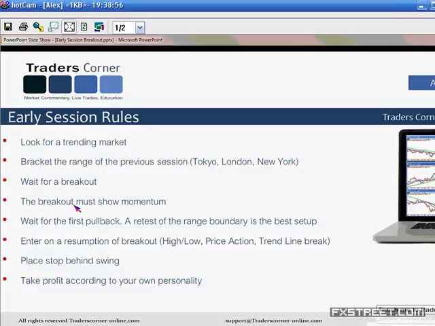You're not looking for small doji-type candles meandering their way higher, just grinding higher and higher and higher, because that doesn't show us that there's any conviction in the breakout. When it gets towards the breakout zone, we want to see momentum build up there, because that means the rest of the market are looking at it. Does that make sense to you guys so far?